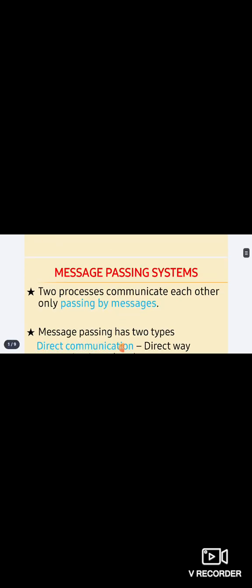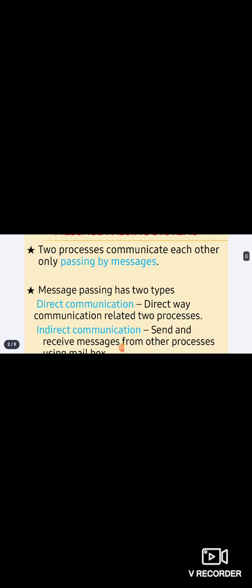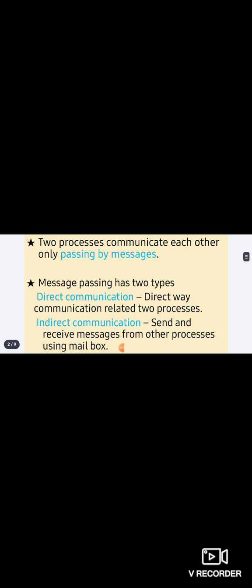First one, message passing systems. Two processes communicate with each other only by passing messages. Message passing has two types. The first one is direct communication. One person can directly communicate with another person, so that is direct communication. Our two processes can communicate directly with each other.